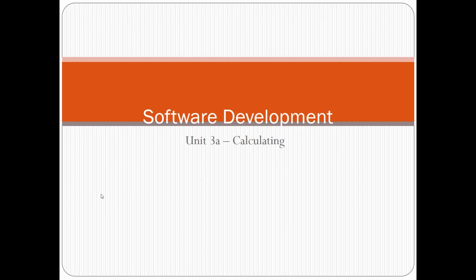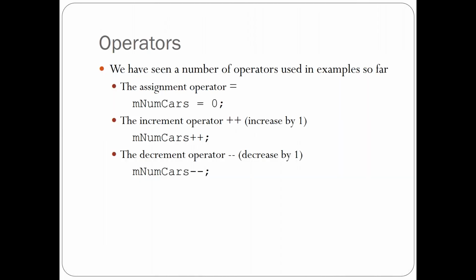Okay, so in this lecture what we're going to look at is how Java performs basic calculations. We've already looked at some basic calculations in some previous lectures. We've already seen that the assignment operator allows us to set a value into a particular instance variable. We've already looked at the increment operator, which allows us to increase an integer variable by 1. And we've already looked at the decrement operator, which allows us to decrease an integer variable by 1.